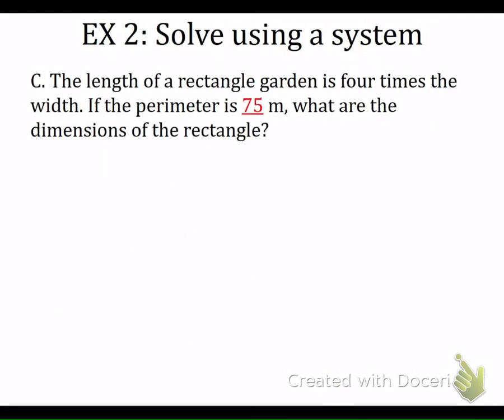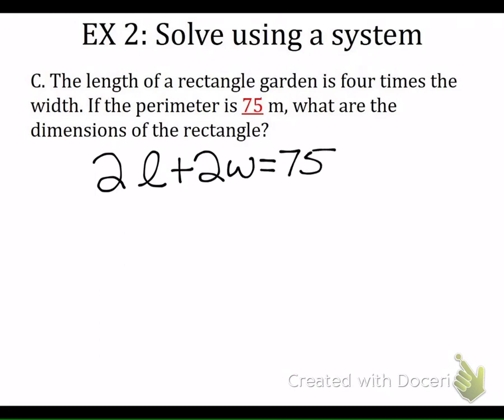Okay, I want to really quickly set the word problem up. Since we're low on time, we're just going to set it up, and we're going to trust that it works out. The length of a rectangle garden is 4 times the width. The perimeter is 75 meters. The reason I want to look at this one is because a lot of you are forgetting the formula for perimeter. It is a constant struggle. How do I find the perimeter? 2 length plus 2 width equals 75.